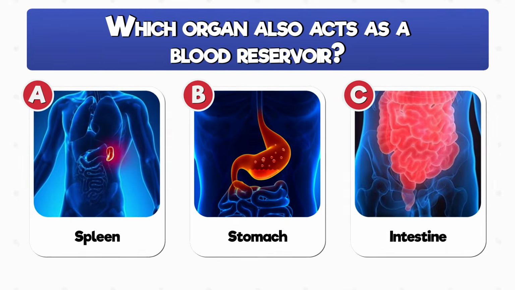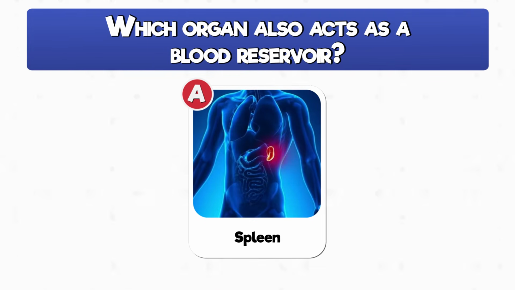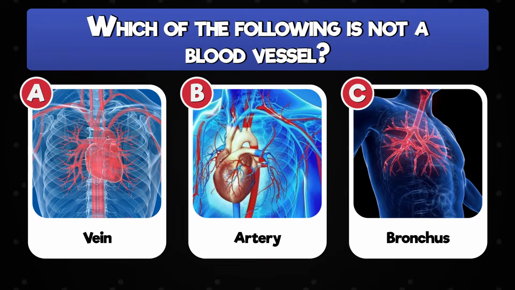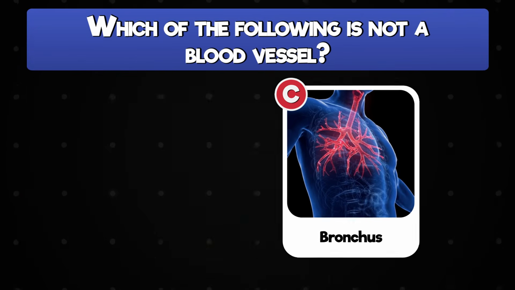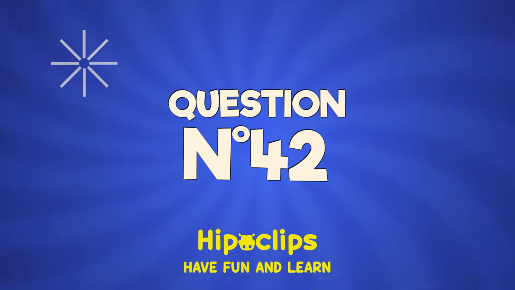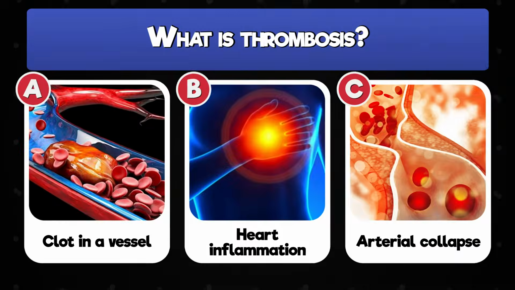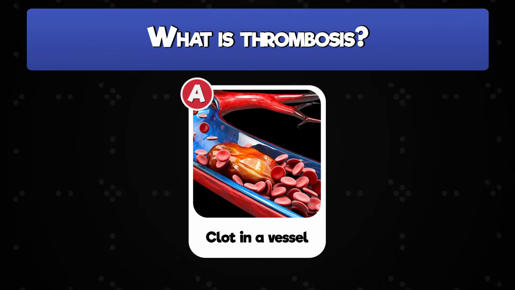Which organ also acts as a blood reservoir? The spleen. Which of the following is not a blood vessel? The bronchus. What is thrombosis? A clot in a vessel.